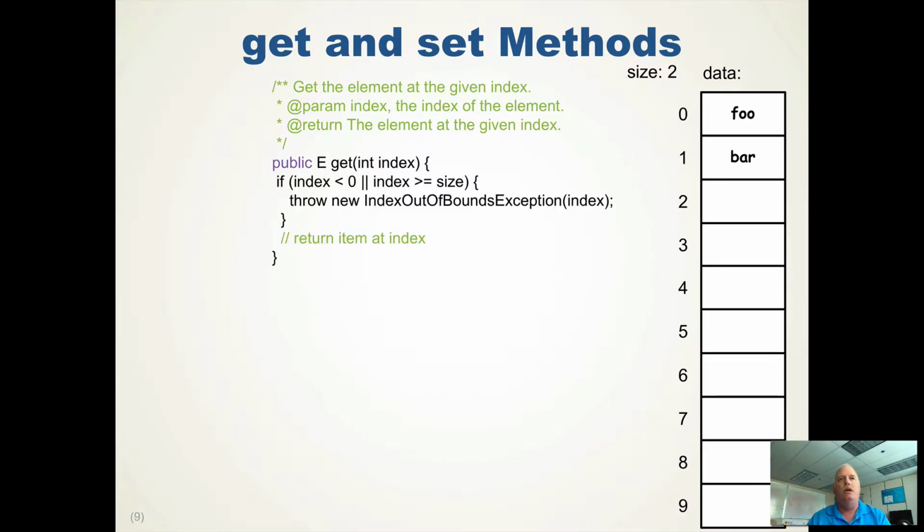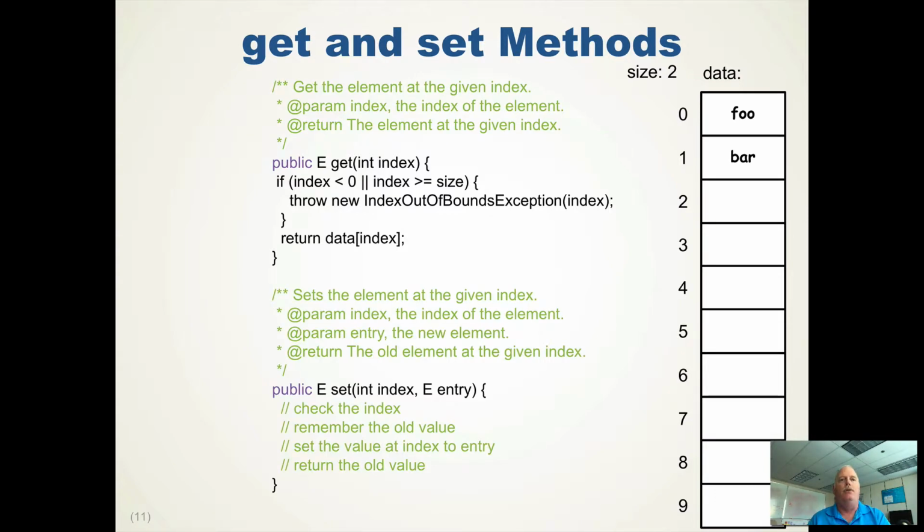In order to check the index, we just wrap an if. If the index is negative, that means it's not a good index. And if the index is greater than or equal to size, because we don't have anything at size, remember we start at 0, so size is not a valid index. It's one past our items. So if we don't have a valid index, we throw an index out of bounds exception, indicating that the user gave us a bad index. If that passes, then we know we have a good index, and so we just return the item at index, which will be data sub index. So now let's talk about the set.